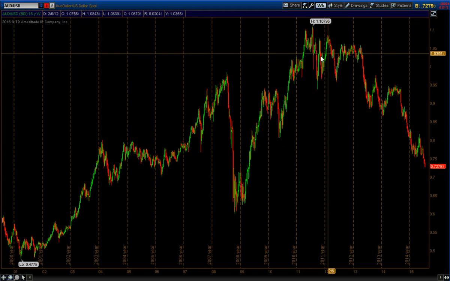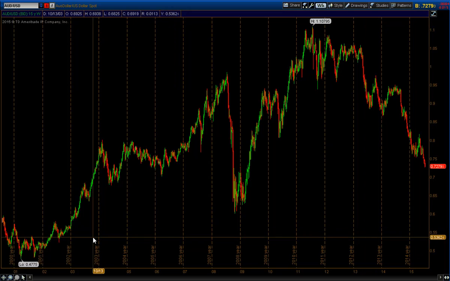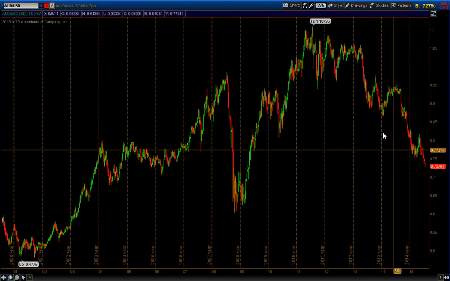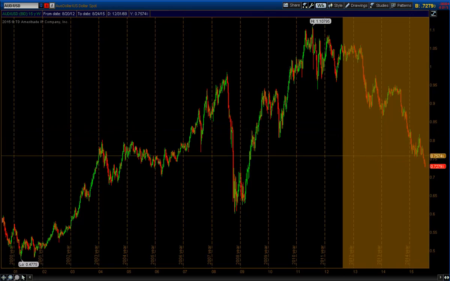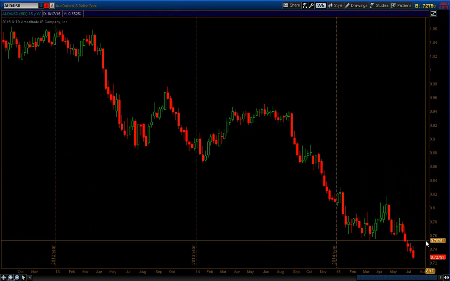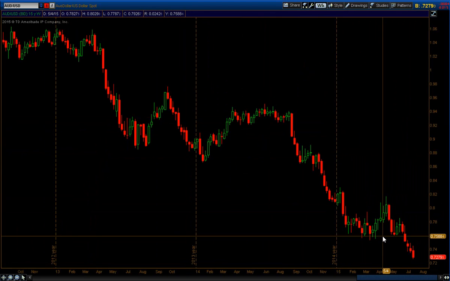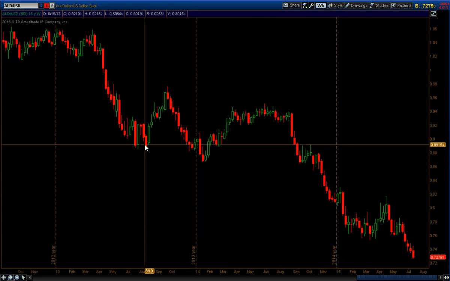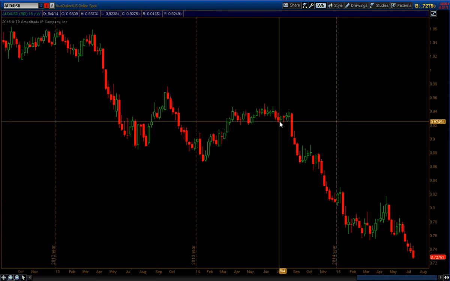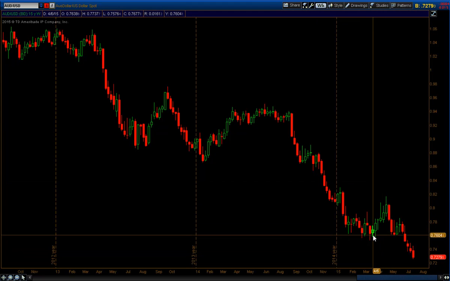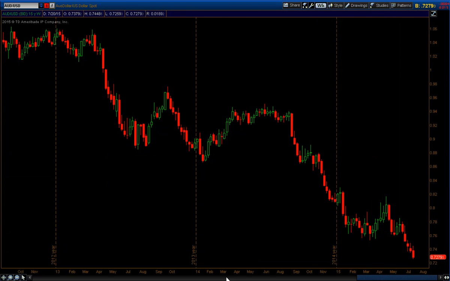What is the trend? Is it up or is it down? When I look at a trend, I want to look at the recent trend. That is the recent trend. The recent trend is a beautiful downtrend: lower highs, lower lows, lower highs, lower lows, lower highs, and lower lows. So the trend is down.